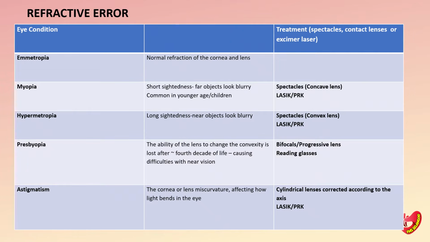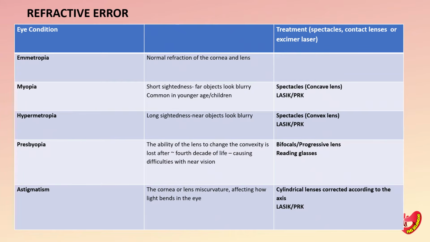Myopia is short-sightedness, which is common in children and can be corrected using spectacles with concave lens. Hypermetropia is a term used to describe long-sightedness and is corrected by convex lens or LASIK surgery.